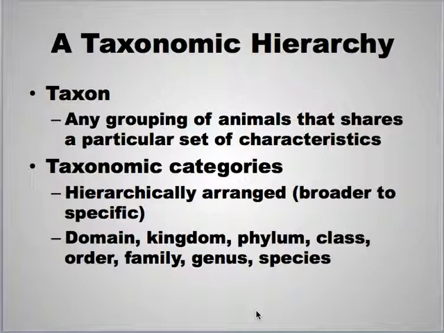Taxonomic categories are hierarchically arranged in that they are grouped from less specific to more specific, the least specific being the domain, the most specific being the species. Please be aware that there are things such as varieties and subspecies of organisms. Those are not specifically defined, which is why they're not listed here.